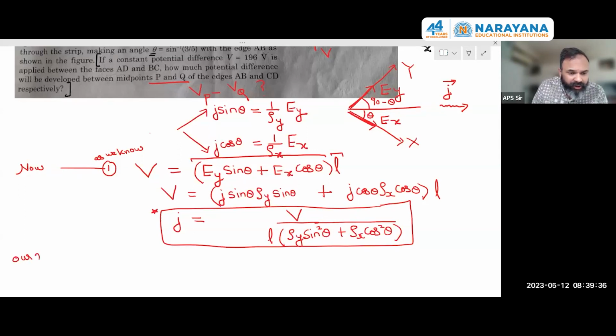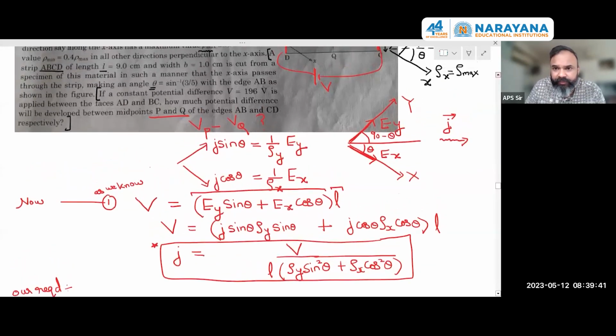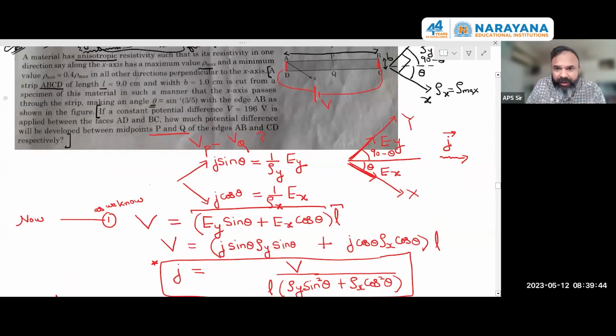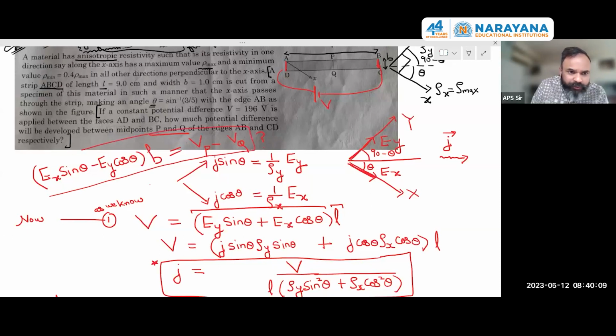Now what is our requirement in this problem? Our required quantity is, he is saying, you try to give me the value of Vp minus Vq. So from top to bottom, the net field that I'm getting in the downward direction is Ex sin theta, and then Ey sin of 90 minus theta is Ey cos theta, so minus Ey cos theta, multiplied by B. If I can find out this expression, I'll get my answer.